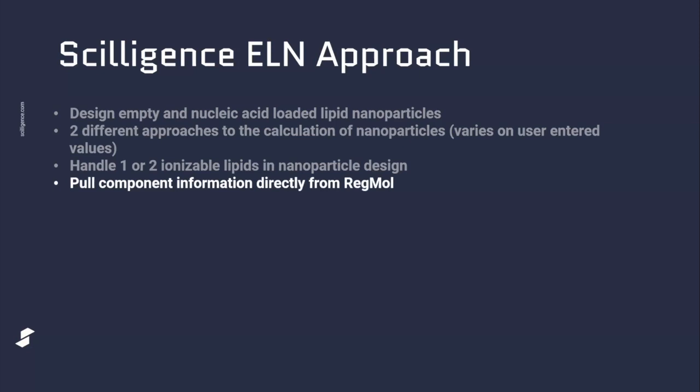So just like with the ADC, you can register your components, so all of your lipids and your RNA using HELM, and being able to pull that into ELN to design your lipid nanoparticle. And then being able to register your lipid nanoparticle directly from ELN. And they'll be available in 7.3.